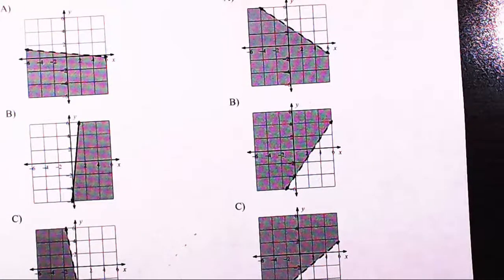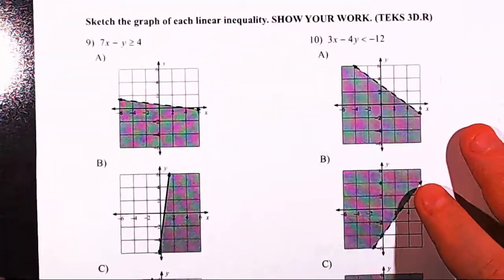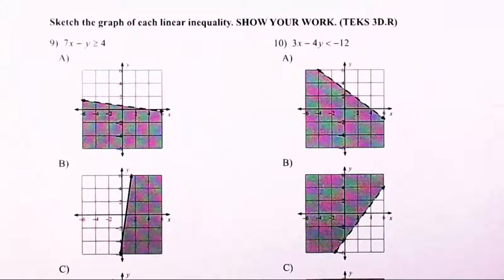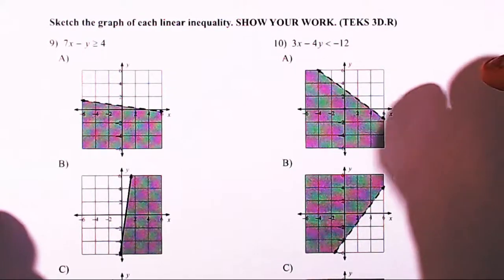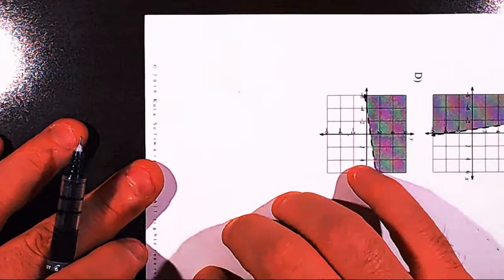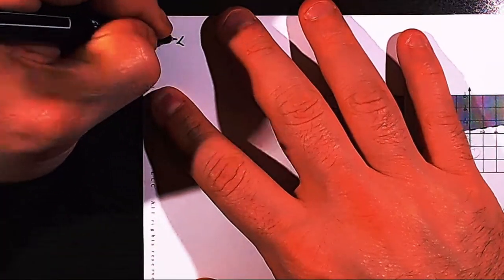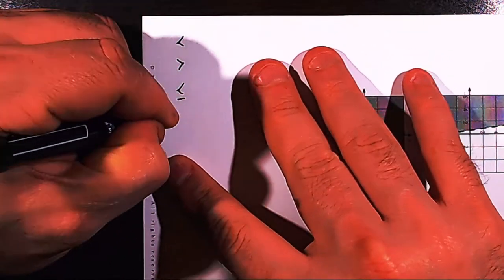Okay, and finally, let me stack this a little bit. We are now going to sketch the graph of each linear inequality. Now before we do that, I think it'd be really helpful to do a little mini tutorial on the symbols. We have less than, greater than, less than or equal to, greater than or equal to.